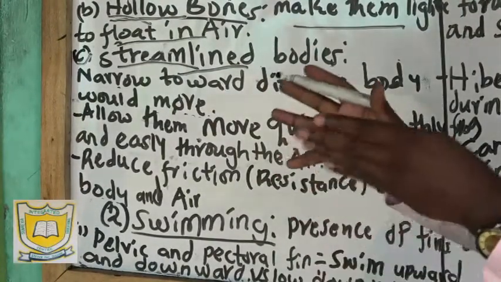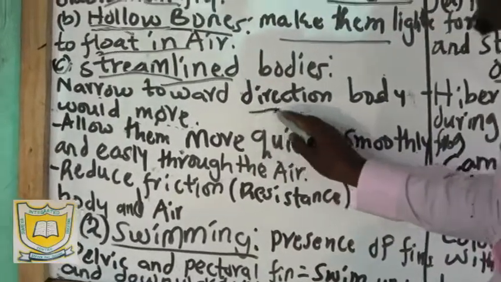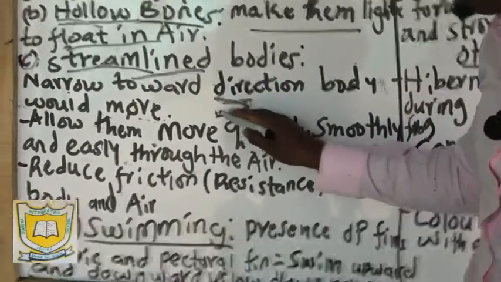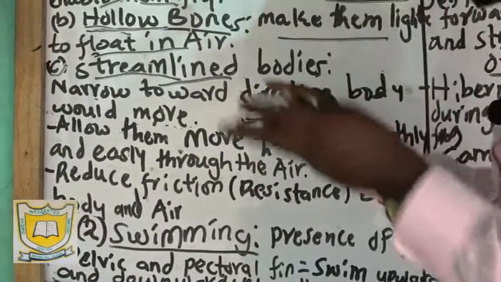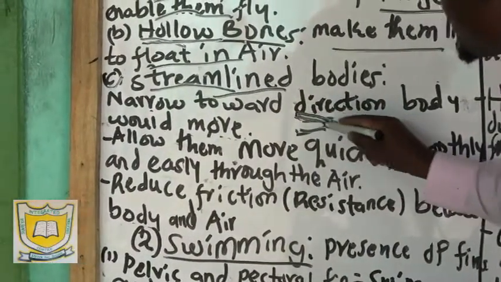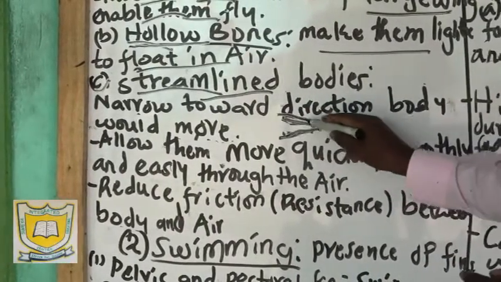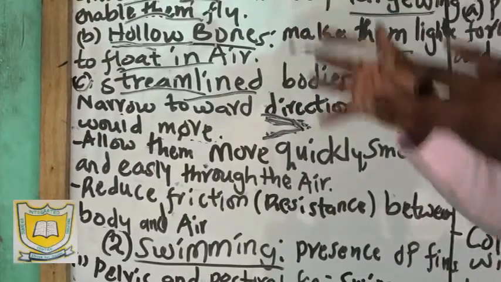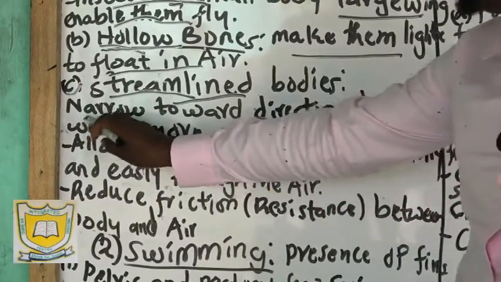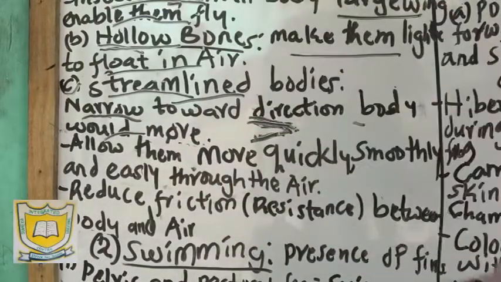When you talk of a streamlined body, this is a type of body where, when you look at the end of the bird, for example, if this is a bird, when you look at the end where the bird is moving to, you get that the head is small, but it is V-shaped. So we say it is narrow at the end or at the direction where the bird is moving. So it has what we call a streamlined body, and a streamlined body is narrow towards the direction that this animal is moving to.